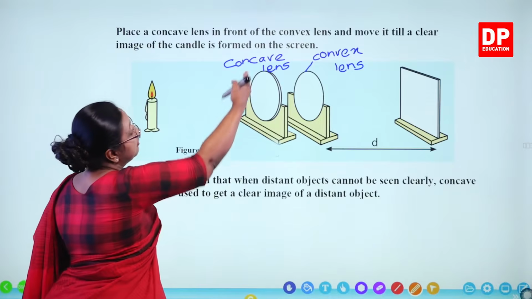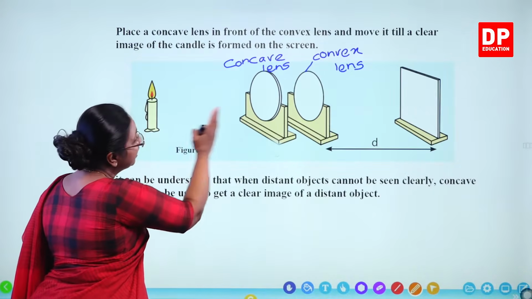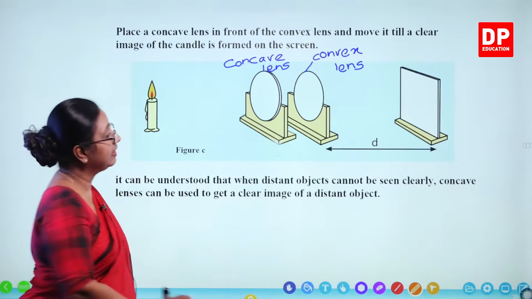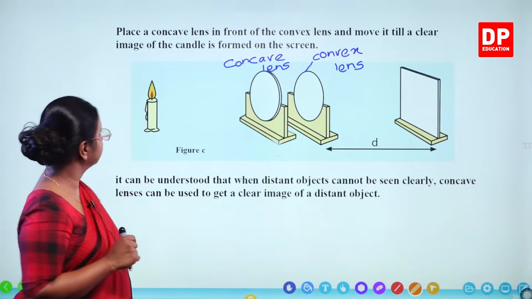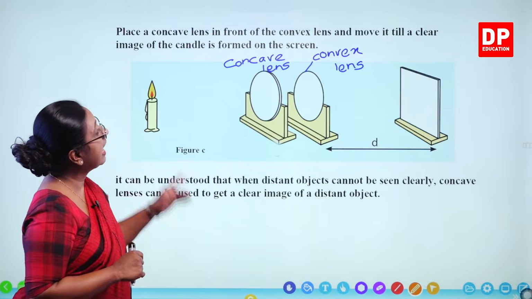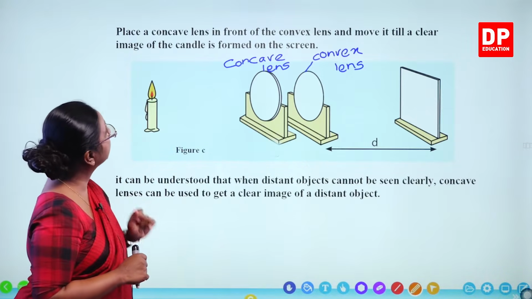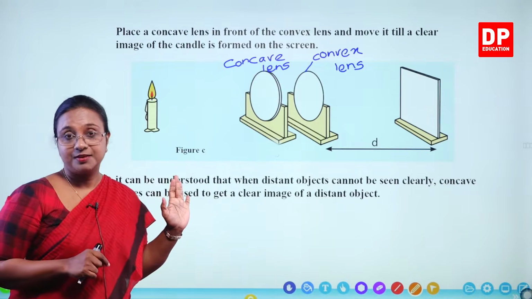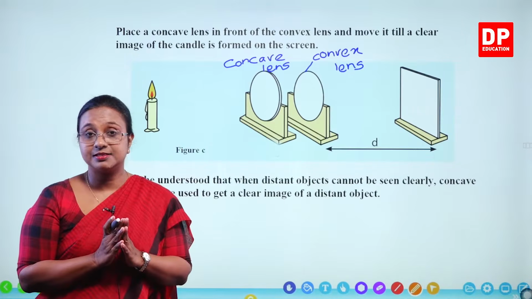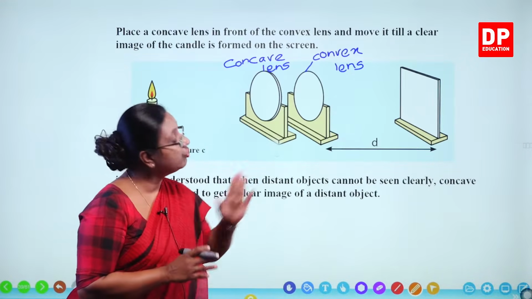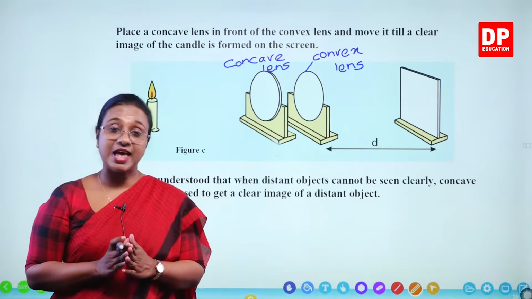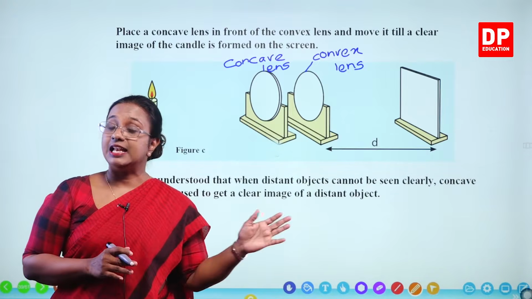So we use this concave lens between the candle and the first lens. We have to move it a little bit so that we get a clear image on the screen. Place a concave lens in front of the convex lens and move it till a clear image of the candle is formed on the screen. Is that clear to you all now? This is similar to wearing spectacles. When we do that, you will be able to see a clear image. I am sure you understood the steps of the activity. So we will do that in the lab now.